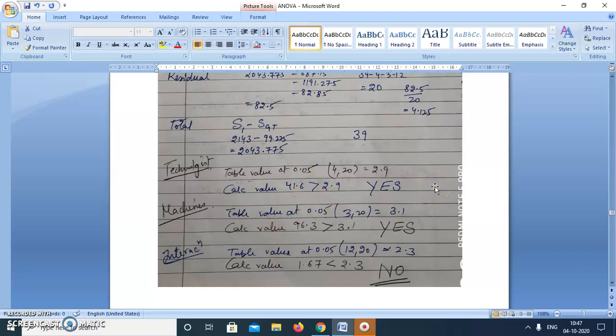So yes, the effect of technologist is there in this question. Effect of machine is also there. Calculated value is 96.3. So the effect of machine is also there. Now the effect of interaction is less than the table value. So there is no effect of interaction. That means both of the factors are behaving independently. There is no effect of technologist on machine readings or machine on technologist readings.